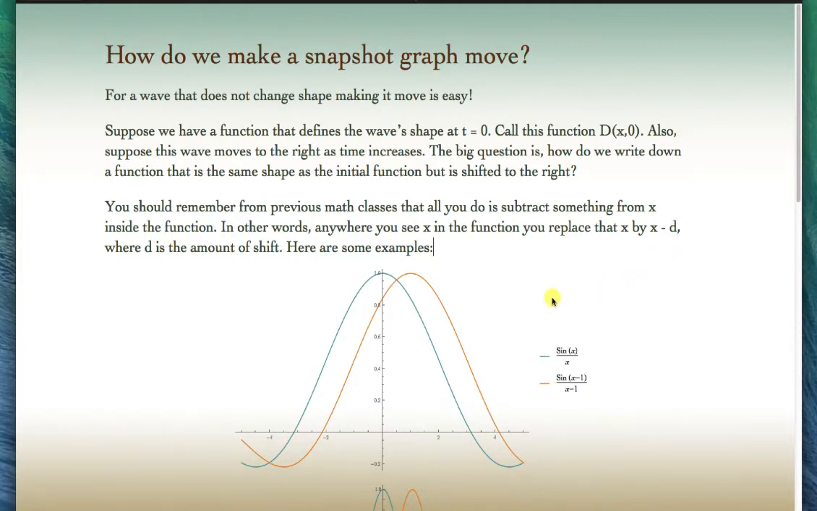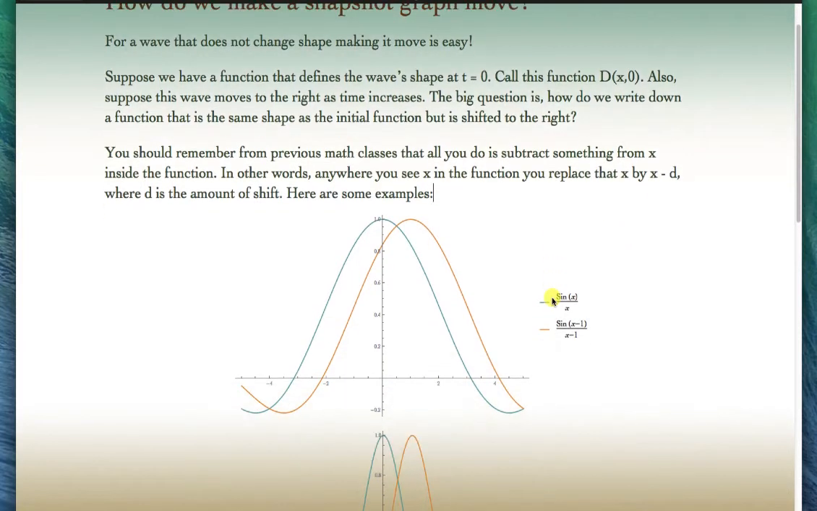So here are a couple examples. If I had a sine of x divided by x, that would be this bluish, greenish looking graph. And if I wanted to shift that to the right by 1 meter, or whatever the distance, whatever the units are, all I do is I take x and I replace it with x minus 1. And I do that everywhere I see an x. And that gives me the orangish looking graph. So it looks like exactly the same thing as what we had before, but it's been shifted to the right.